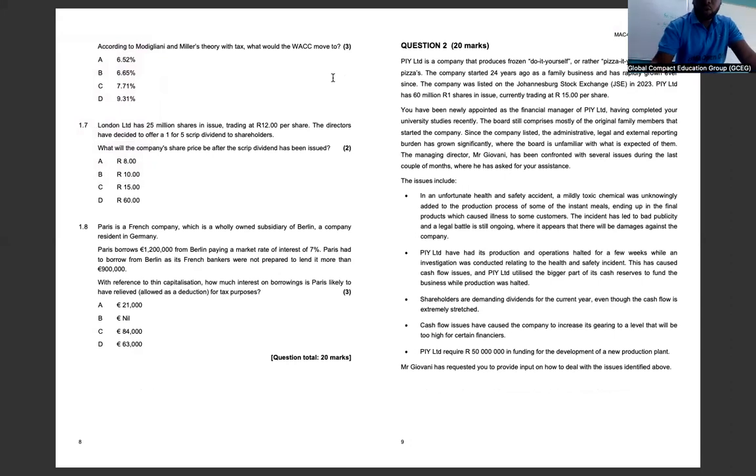All right. So this reads, Pi Limited is a company that produces frozen do-it-yourself pizzas, eat-yourself-at-home pizzas. The company started 24 years ago as a family business and has rapidly grown ever since. The company was listed on the JSE in 2023. Pi Limited has 60 million shares issued, currently trading at 15 Rand per share. You've been newly appointed as the financial manager of Pi Limited, having completed your university studies recently. The board still comprises mostly of the original family members that started the company.